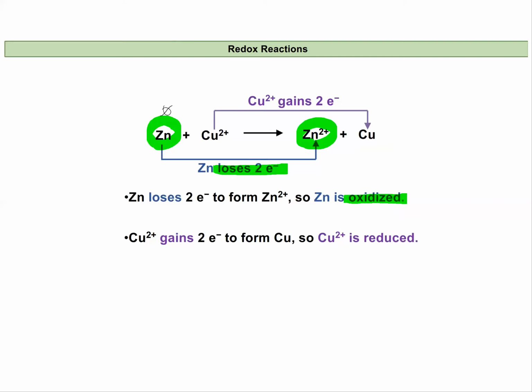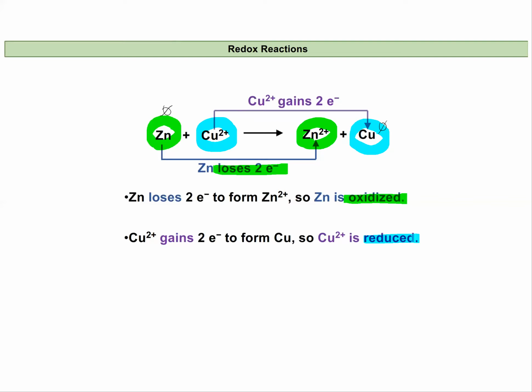Now the copper has a +2 charge in our reactants, and it becomes just copper metal with a 0 charge. So it's really going to gain 2 electrons to get to that neutral copper atom. And so because it's gaining electrons, it is being reduced.